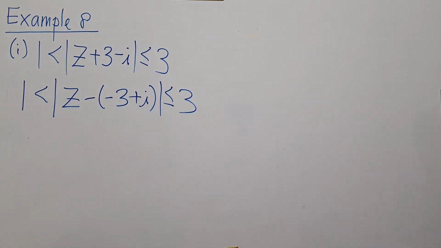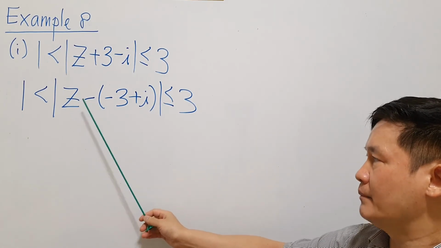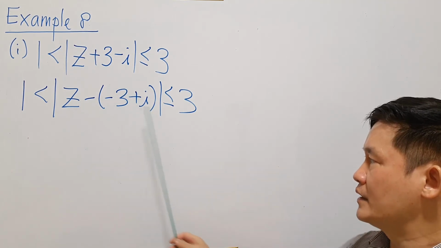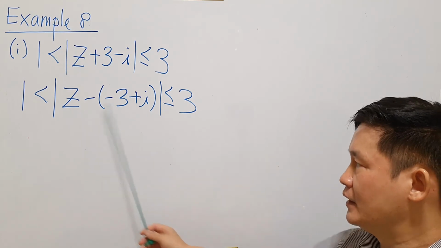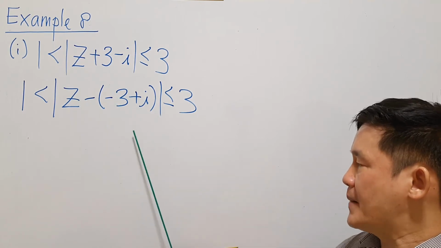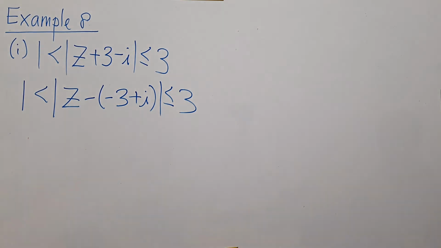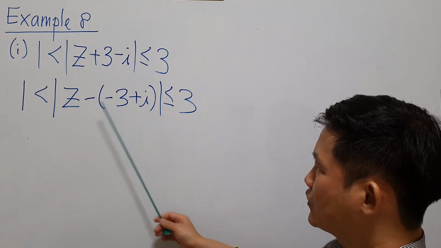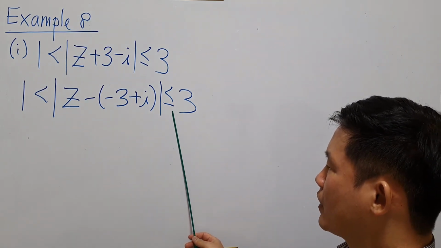So let's understand the geometrical meaning of this inequality. In the middle, written in this manner, z minus something with a modulus represents the distance from this complex number to z. So taken together as an inequality, it means the distance from minus 3 plus i to z must be more than 1 and lesser than or equals to 3.